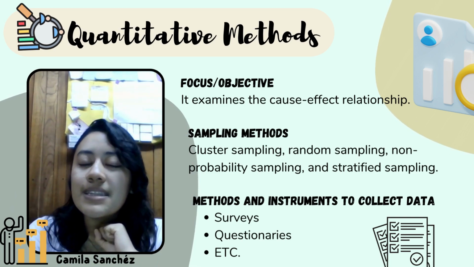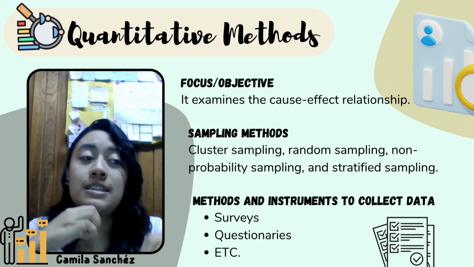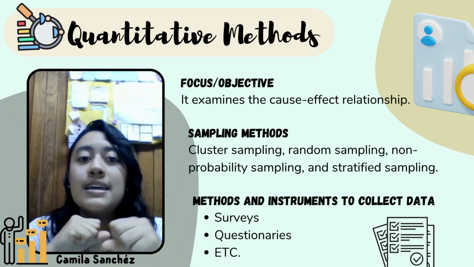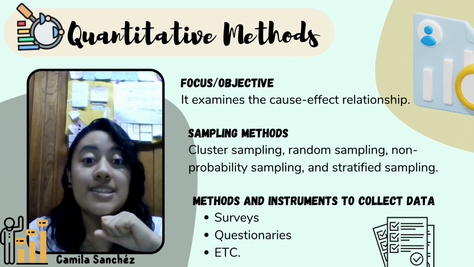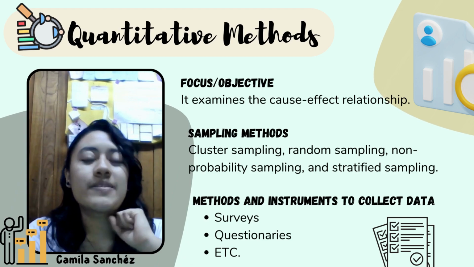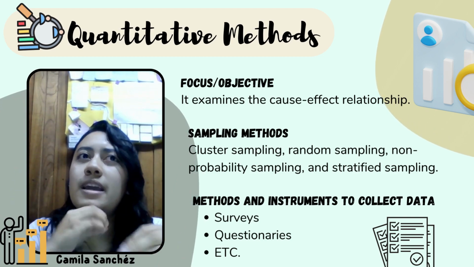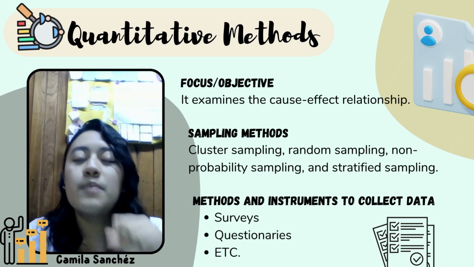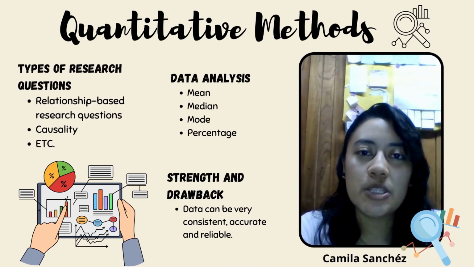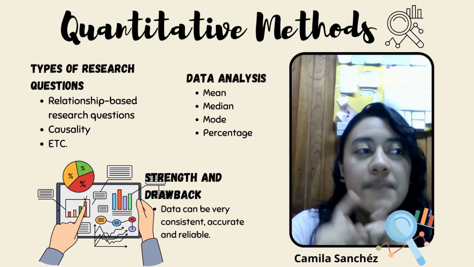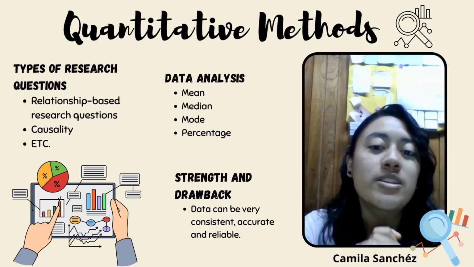Now, methods and instruments. In the methods and instruments for collecting data, we have several, such as surveys, questionnaires, polls, tests, and also closed interviews. They are useful because they provide specific, authentic, and precise information. Now we have types of research questions. We have descriptive, comparative, relationship-based, and causality research questions.